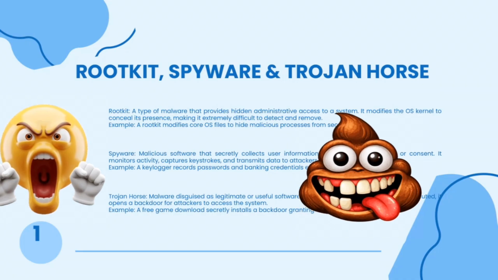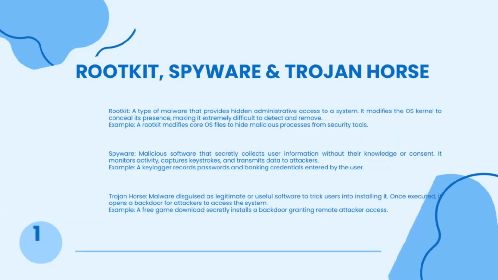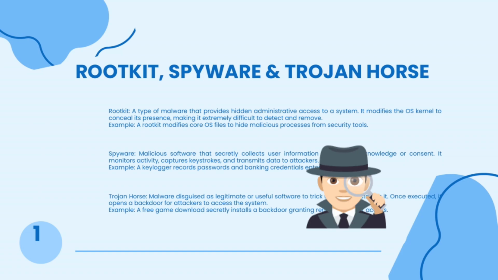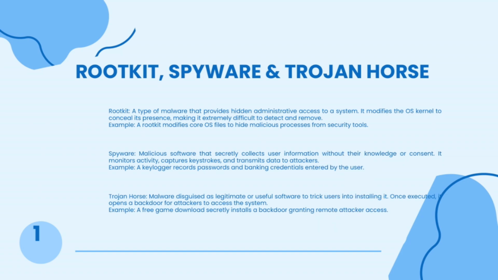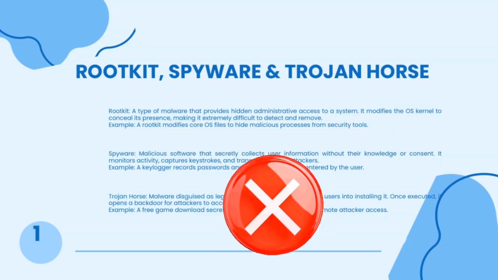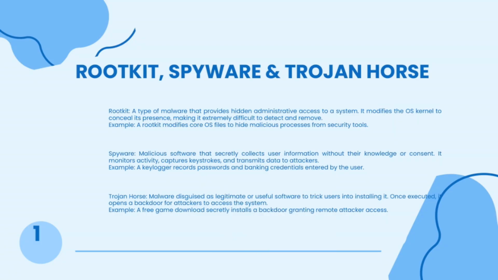Let's talk about 3 sneaky types of malware: Trojan horses, spyware, and rootkits. A Trojan horse pretends to be something useful, like a free game, but once you run it, it secretly opens a backdoor for attackers to get in. Spyware is even more covert. It spies on your activity, capturing things like passwords without you knowing. And rootkits go deeper, hiding inside your operating system to give attackers secret control while staying invisible to security tools.